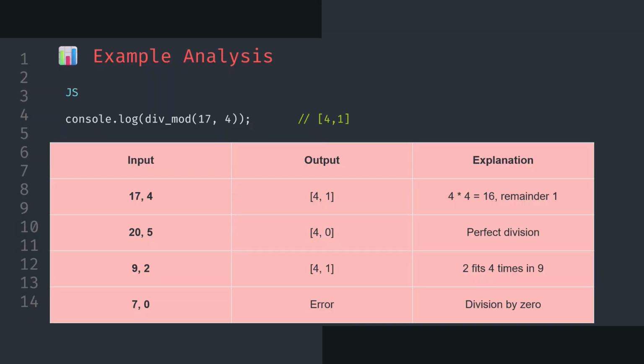Let's break down a few examples. Dividing 17 by 4 gives us 4 and remainder 1. Dividing 20 by 5 gives us a clean 4 with no remainder. But 7 divided by 0, that'll throw an error because dividing by 0 just isn't allowed. Our function handles all of these cases cleanly.